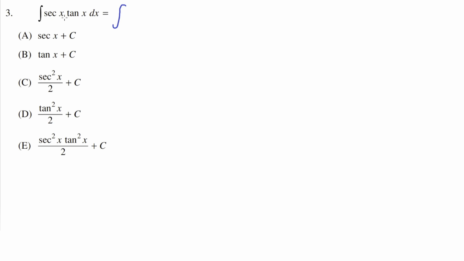So we know that secant x is equal to 1 over cosine x. That's just the definition of secant x. And we know that tangent x is equal to sine x over cosine x. That's just the definition of tangent. So now we can multiply these two fractions together.